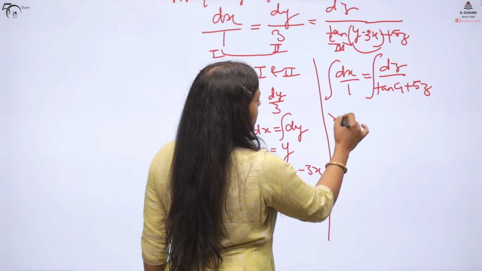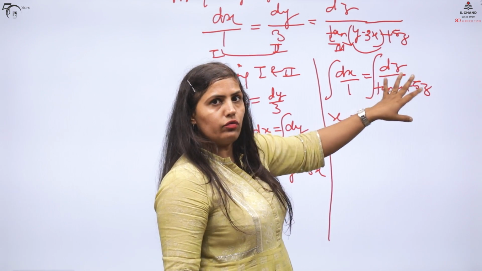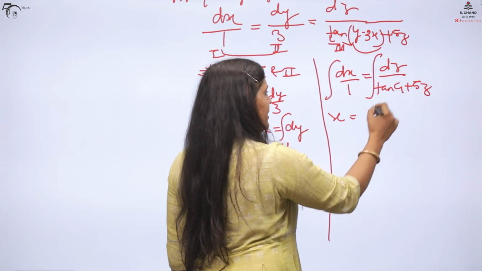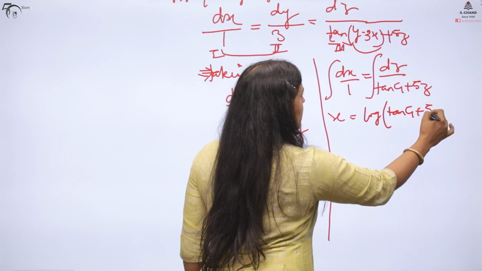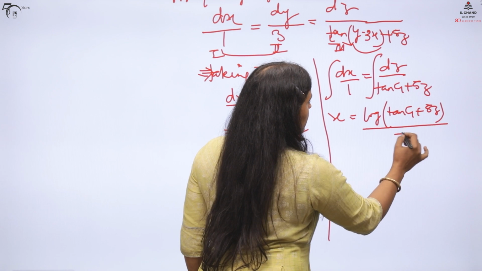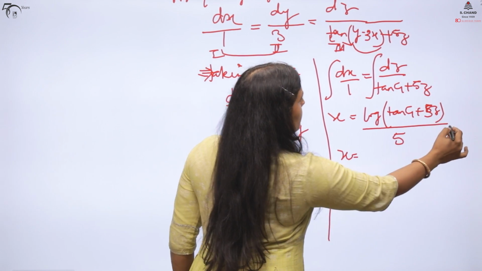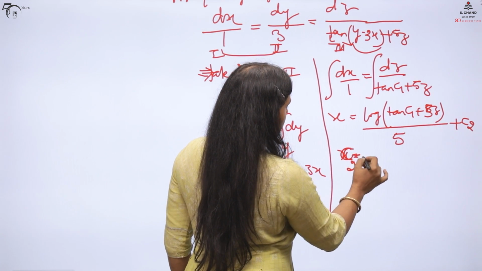So this will be only x, and this will be, because now it is linear one. Sometimes you get confused between tan integration and this. So this is simple because it is linear. So this is log of tan C1 plus 5z. The derivative will be in the denominator. So 5 is the derivative. So x equal to this plus C2. So my C2 value, which is important, which we are looking for.